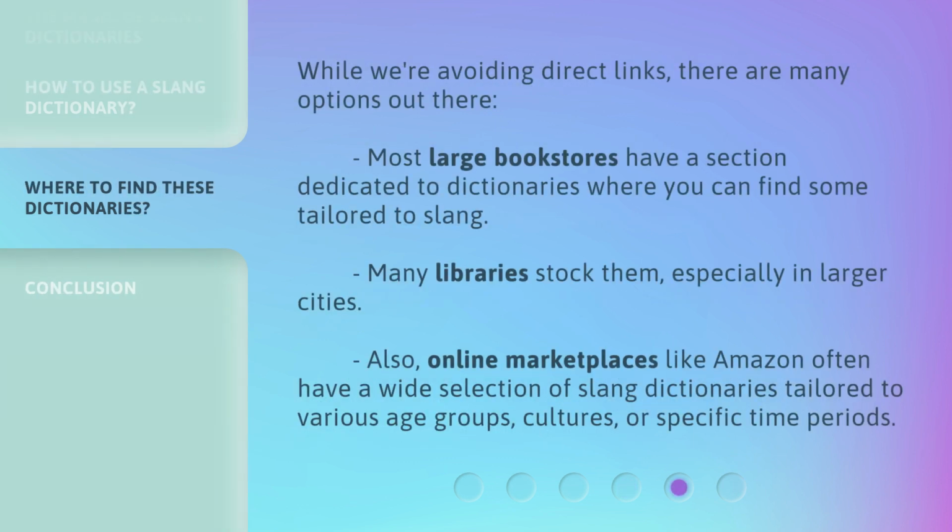While we're avoiding direct links, there are many options out there. Most large bookstores have a section dedicated to dictionaries where you can find some tailored to slang. Many libraries stock them, especially in larger cities. Also, online marketplaces like Amazon often have a wide selection of slang dictionaries tailored to various age groups, cultures, or specific time periods.